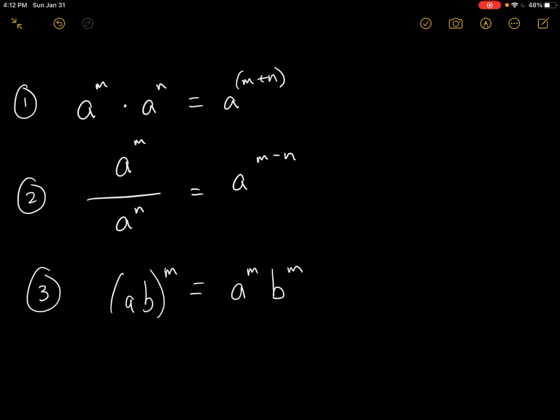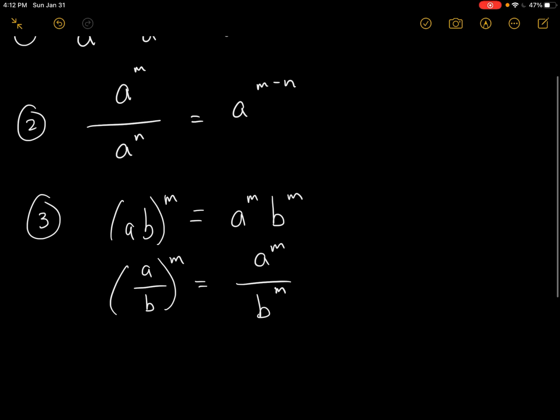And the same thing applies for this. If instead of a times b, it's a divided by b to the m, you would do the same thing here. So you still distribute it to each term. Just a few things to note here, and we'll do one final one with the distributive property. Here, when we distribute it in, we are not going to add them. We actually multiply them.